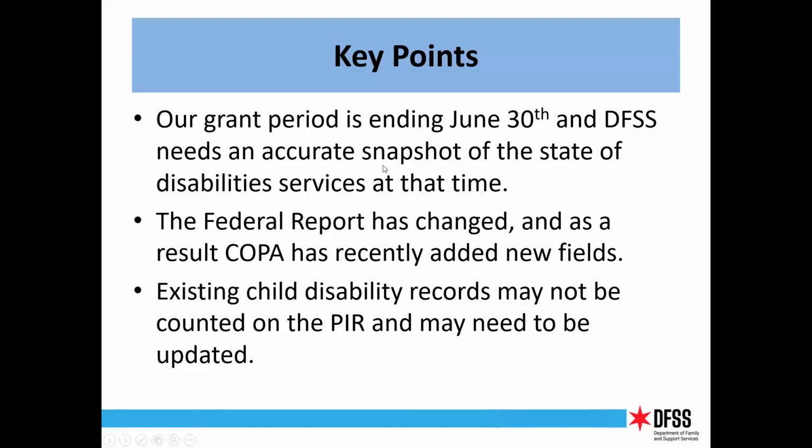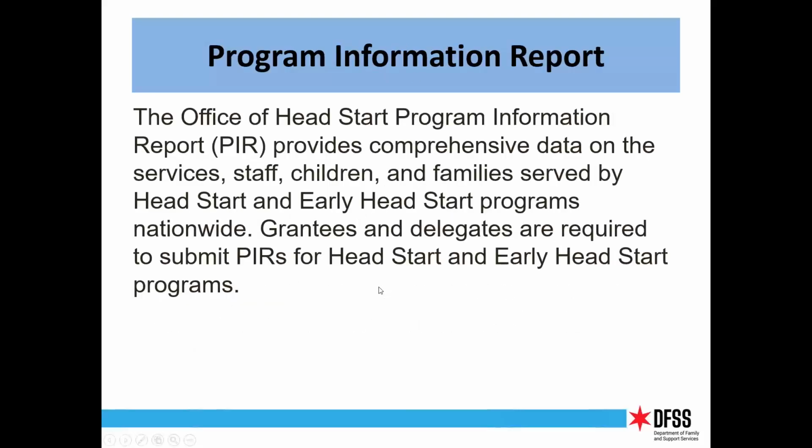The federal report has changed since the last time we reported, and as a result, there are new fields in COPA to address the new fields in the federal reporting. And what that means to you is that existing child disability records are not up to date. So anything that you put in more than, say, a month ago is missing some information now because there was nowhere to put that information before recently.